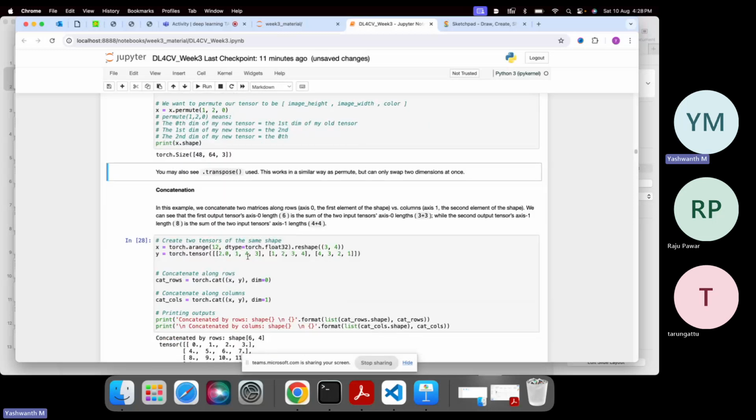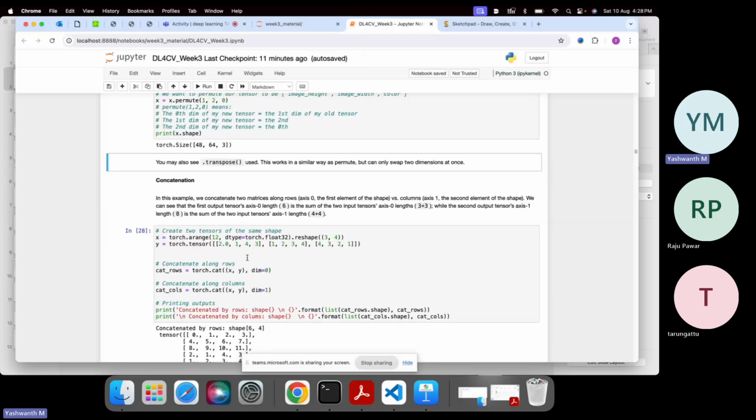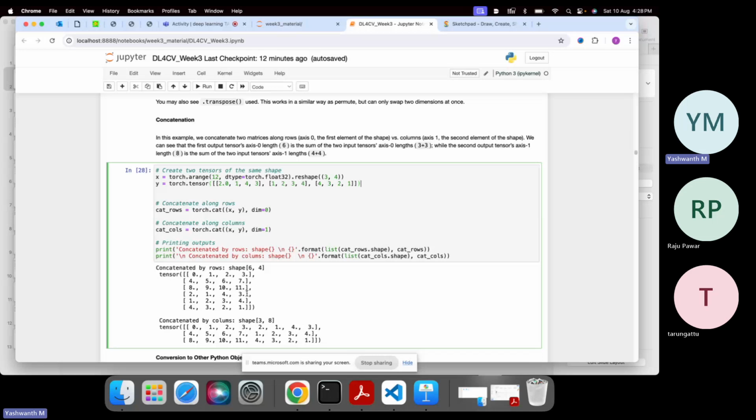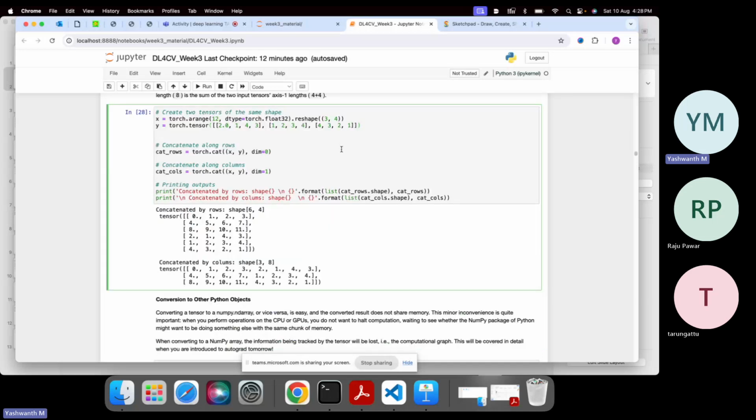Again, the concatenation operation is also very simple. Here we are creating the numbers 0 to 11 and reshaping it to 3 cross 4. And we are creating a 3 cross 4 tensor here explicitly. And we want to concatenate along axis 0 and axis 1. So along axis 0, it makes a 6 cross 4 matrix, this one. And along axis 1, it makes 3 cross 8, sorry.